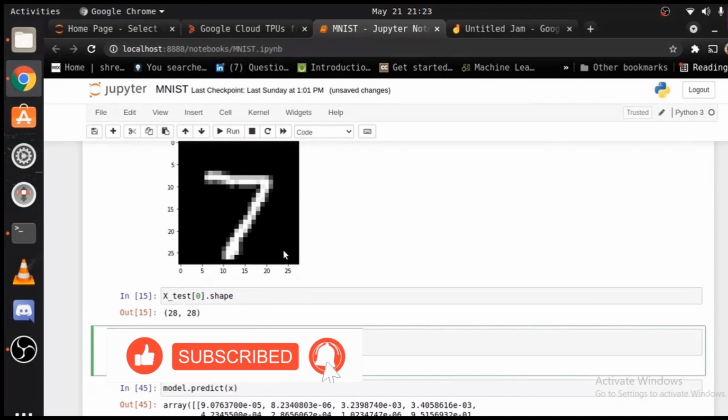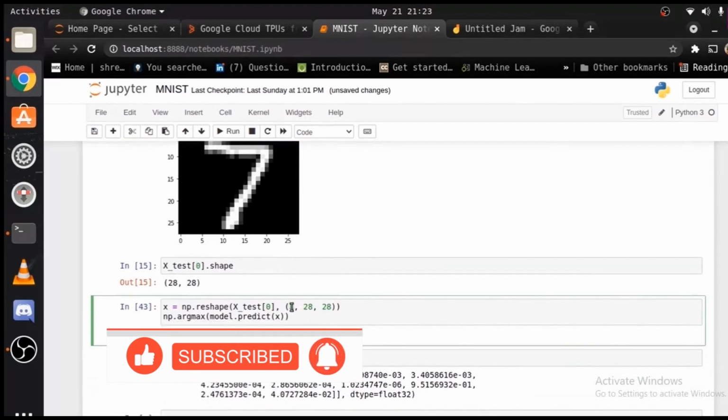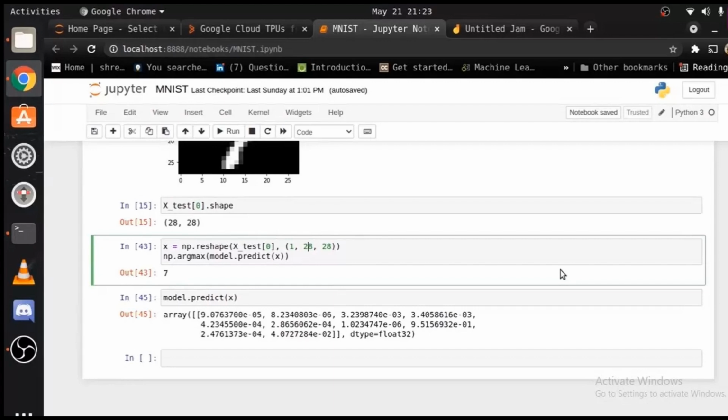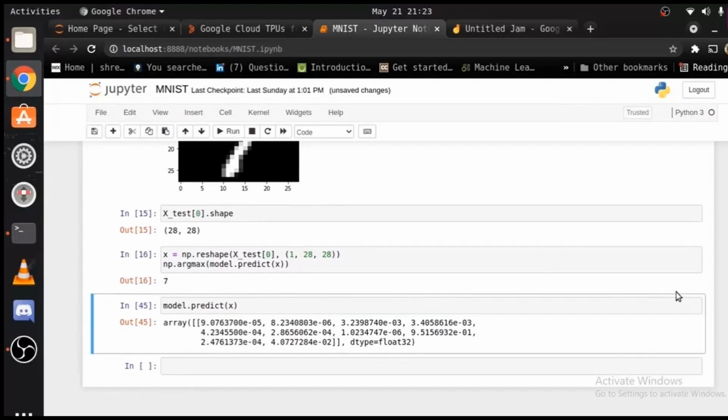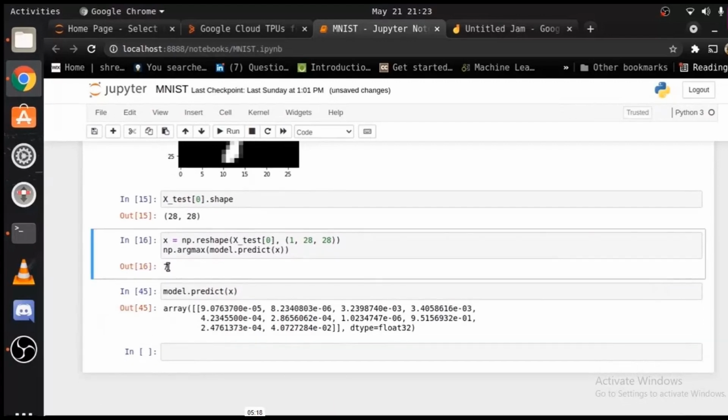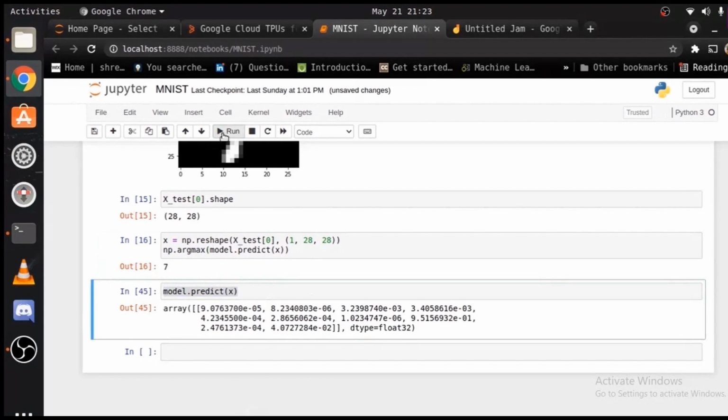So that is why this question mark changes to 1 here, because the batch size is 1. Okay, now let us run this. See, it predicts 7. And we are using np.argmax. So why is that? If we just do model.predict, what it will show here is these results.